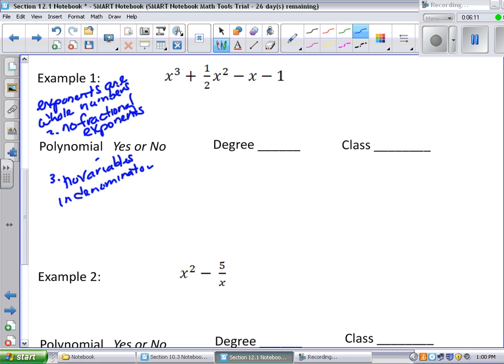So all of these exponents are whole numbers. This is a 1. There are no fractional exponents. They're all whole numbers, and there are no variables in the denominator. So this one, yes, is a polynomial. It is of degree 3. The highest exponent will tell you what the degree is. And it is just classified as a polynomial because it has 4 terms.